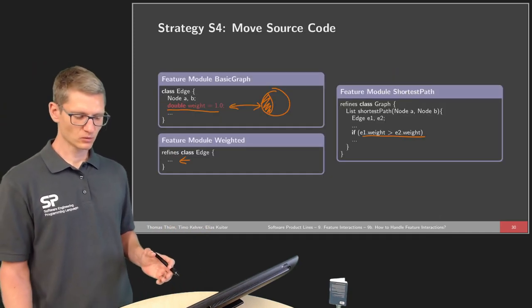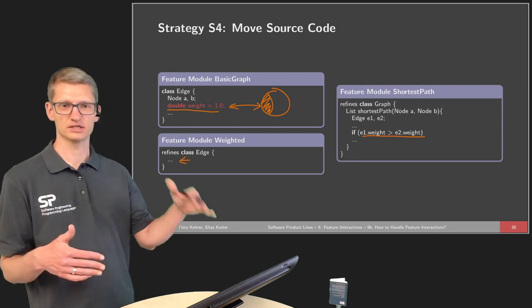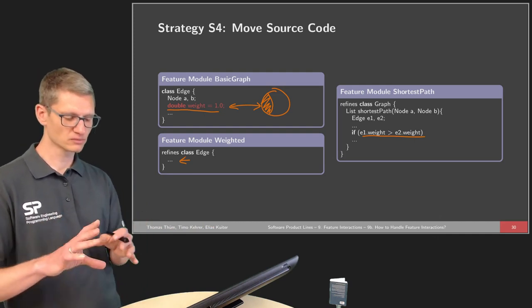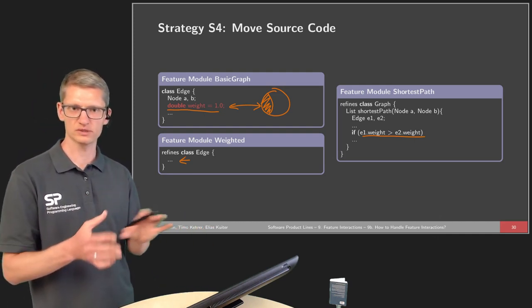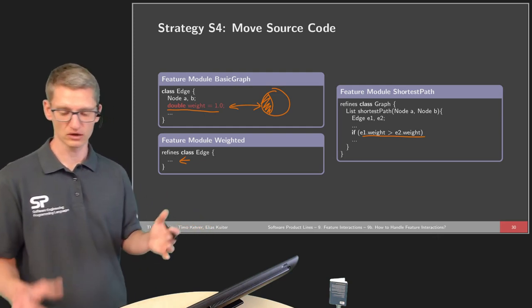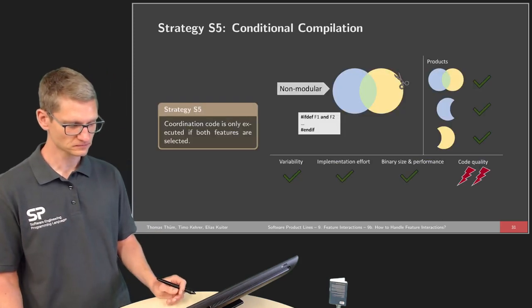And you see, while the initial interaction was between weighted and shortest path, over here, we move some code from the feature weighted to basic graph. So it doesn't need to be always those two features, but the way how this is solved can actually be a bit more complicated in practice.